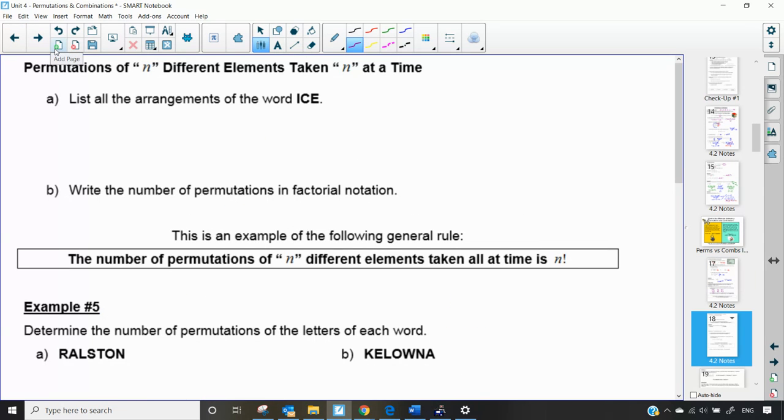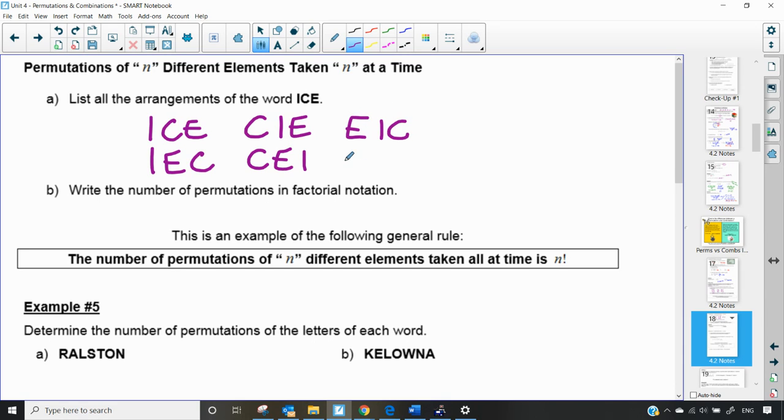And so it says list all the arrangements in the word ICE. So if I wanted to rearrange all the letters in the word ICE, I'd have ICE, IEC, CIE, CEI, EIC, and ECI. Again, there's 6 combinations.